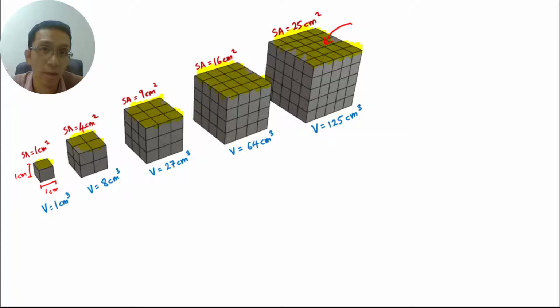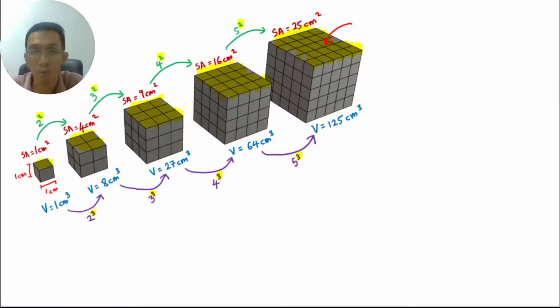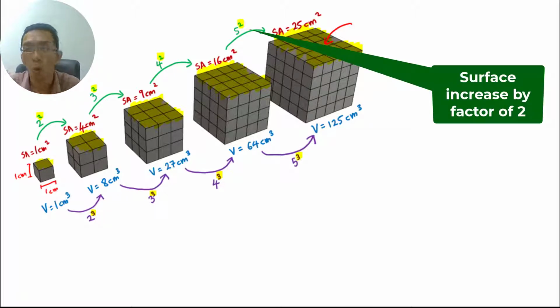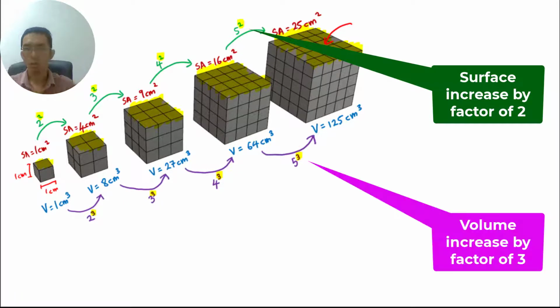If you look carefully, if you try to find a pattern, the correlation between surface area and the volume as cubes become bigger is not linear. From one cube to another cube, the surface area increased by a factor of 2 or square, while the volume increased by a factor of 3 or cube. So what is the implication of this mismatch?